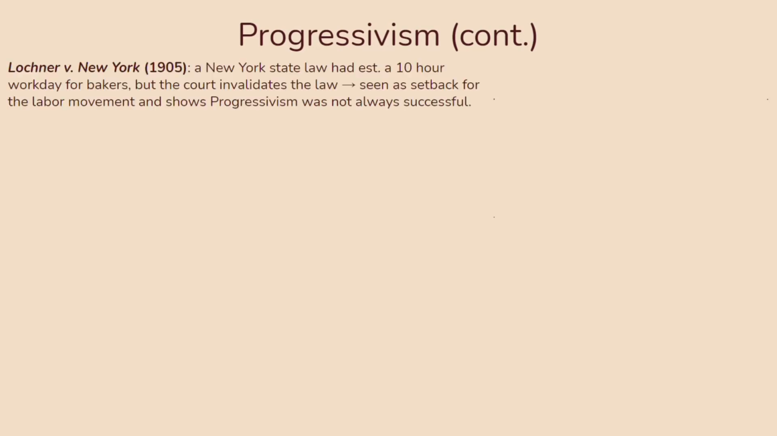Some other things you should know about regarding progressivism. For one, you have the Supreme Court case Lochner versus New York in 1905. This was a New York state law that had established a 10-hour workday for bakers, but the court invalidated the law, and this is seen as a setback for the labor movement and shows that progressivism wasn't always successful. So essentially, they were trying to limit the number of hours a baker could work because it would prevent them from being overworked and exploited by their employers, but it wasn't successful and the court invalidated the law.